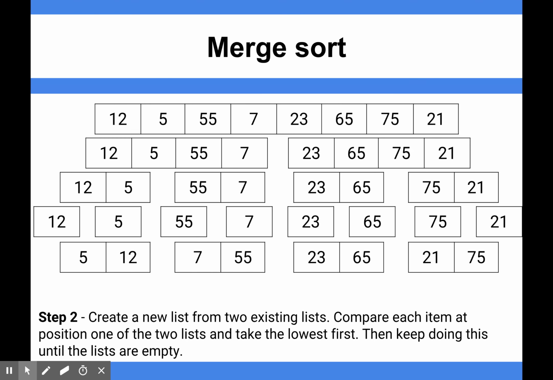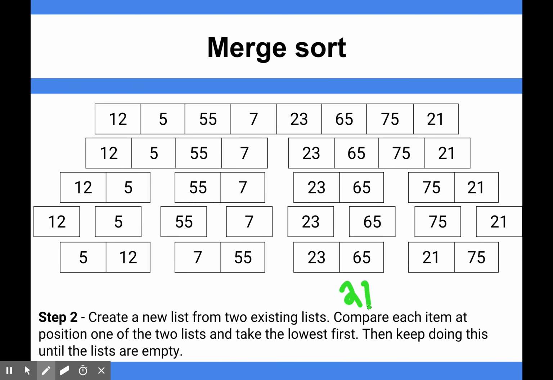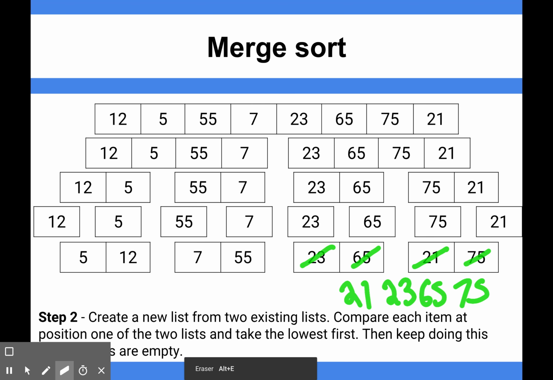So let me try and show you that with a pen. I'm going to have to rub it out afterwards. So for my new list, I would look at the first items in each list on the right, which is 21 and 23. So I'll put 21 in, cross 21 out there. Then look at the first item in each list, which is 23 and 75. So I'll put 23 in and cross it out there. First item in each list, 65, 75, 65 in, first item, 75. And that's how the merge algorithm works.